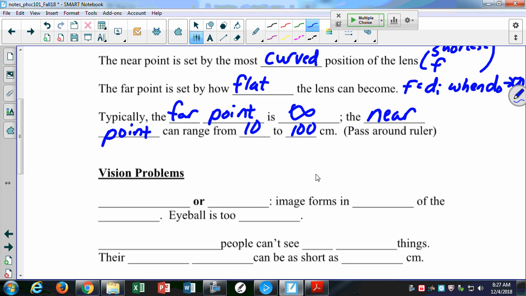So a few vision problems: nearsightedness or myopia. So the near and the far, that refers to what you can see. Like I can see things that are near. So nearsightedness means that you can see close things but not far things. Nearsightedness or myopia: the image forms in front of the retina.